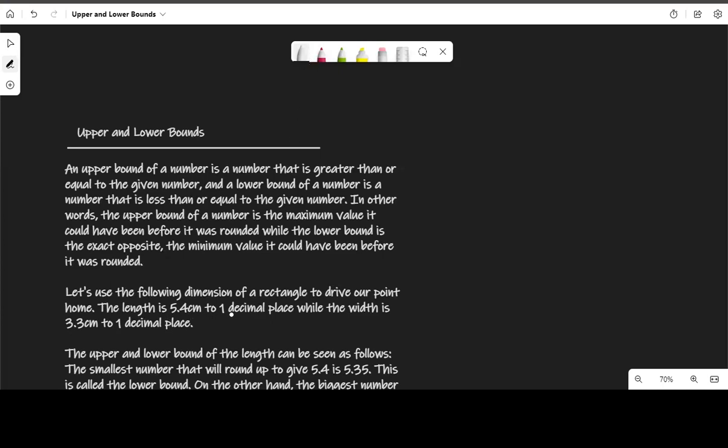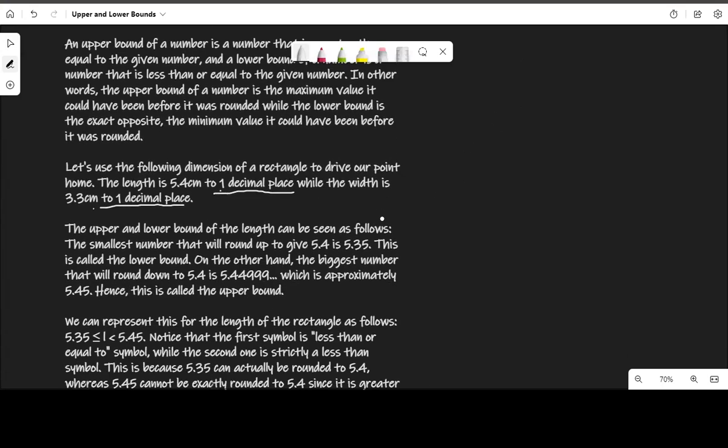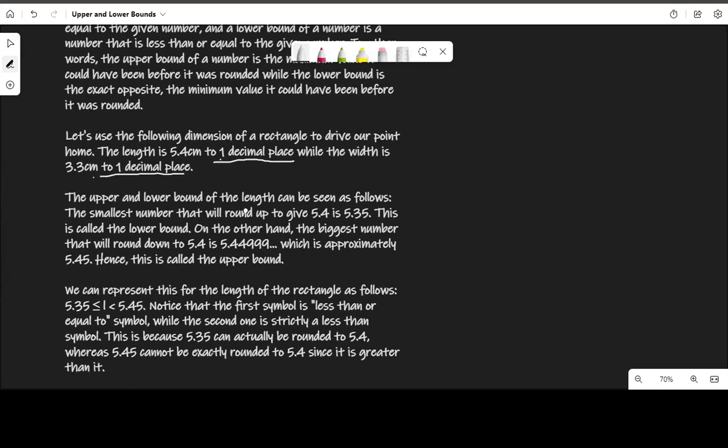Now the keynote here is the measurement is to 1 decimal place. That is, this has been rounded to 1 decimal place, and this too has been rounded to 1 decimal place. What was the figure before it was rounded to this very number? That is the number that we know as the upper and the lower bound of the measurement. So the upper and the lower bound of the length can be seen as follows.